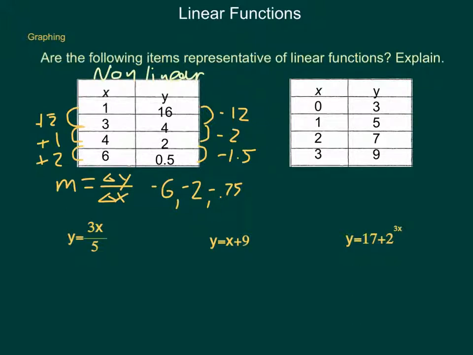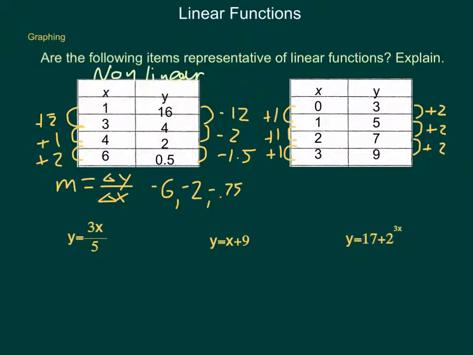Let's see how this works on our next one. From 3 to 5, that's plus 2. 5 to 7 is plus 2. 7 to 9 is plus 2. So those are being consistent. Let's check our other side. From 0 to 1 is plus 1, 1 to 2 is plus 1, 2 to 3 is plus 1.